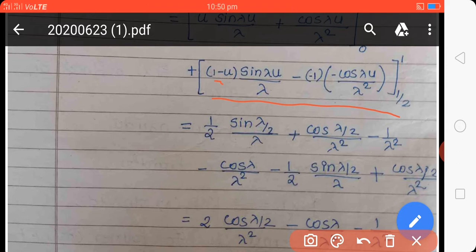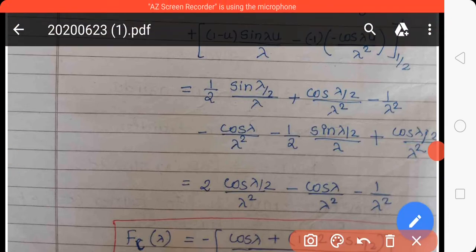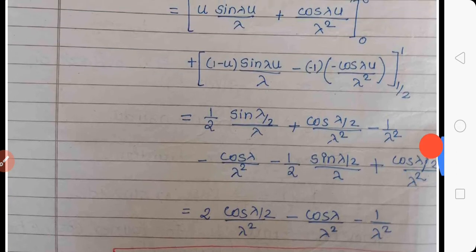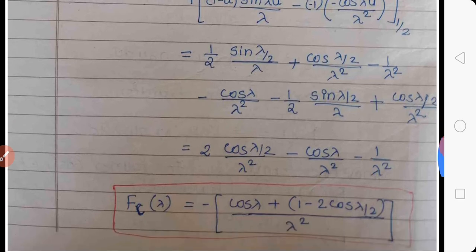Put here 1, then we get cos lambda. Therefore, we get the next term cos lambda upon lambda square, minus half into sin lambda by 2 upon lambda plus cos lambda by 2 upon lambda square, by using the lower limit half. Now simplify all these terms. We get the value of the Fourier cosine transform.